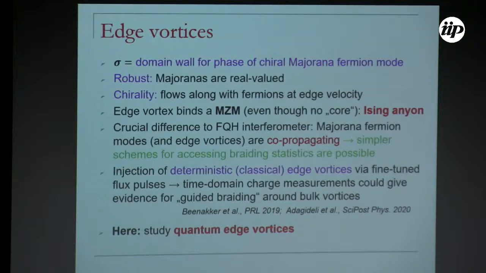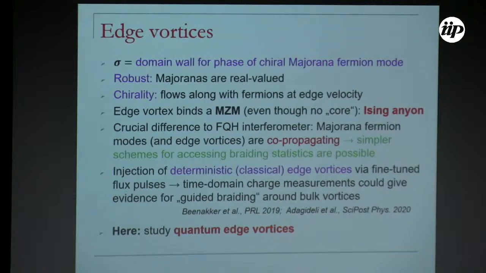And as I said, the big difference to the fractional quantum Hall interferometer is that the Majorana fermion modes and also the edge vortices, which are co-moving with the Majorana edge mode, are now co-propagating. And so you get simpler schemes for accessing the braiding statistics.